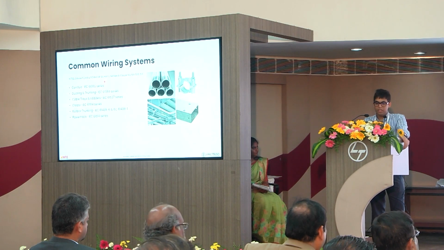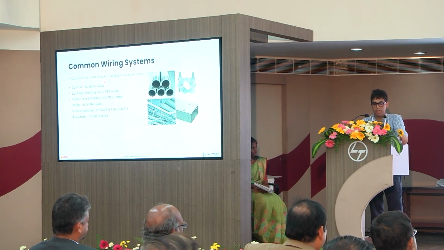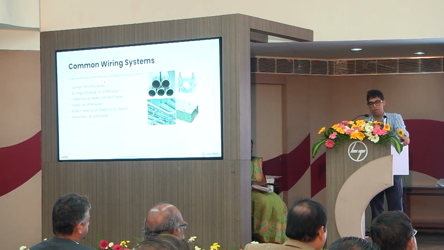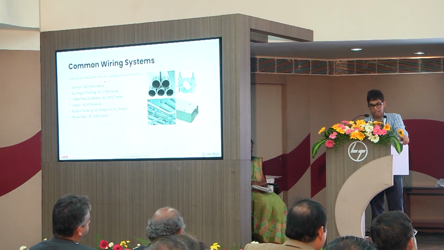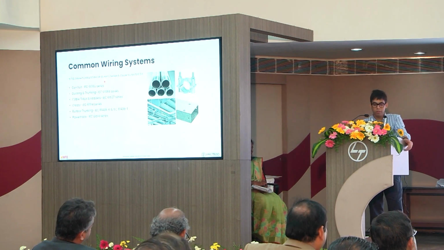Common wiring systems are recognized by clause 5.2.4.6 and in clause 5.3, 5.9, 5.10, and 5.11 of Part 1, Section 9 of the National Electrical Code. I'm not going to say the regulation this time, but you've got conduit, which is covered by the IEC 61386 series.